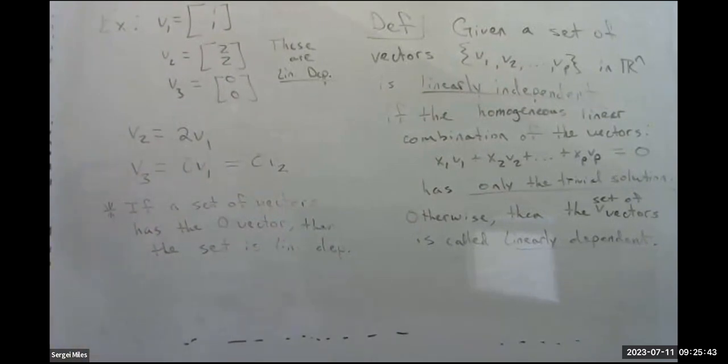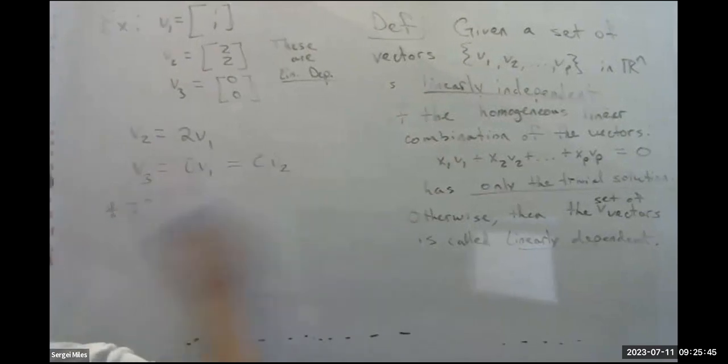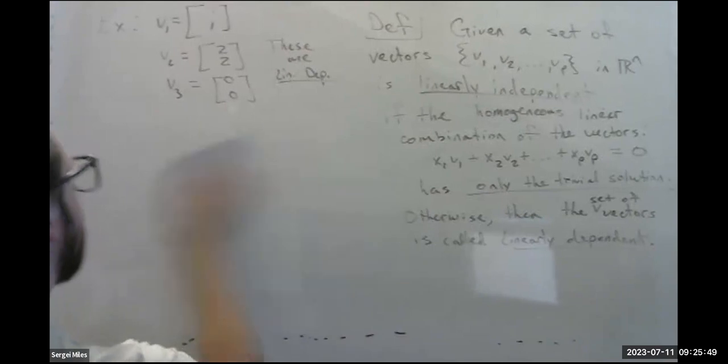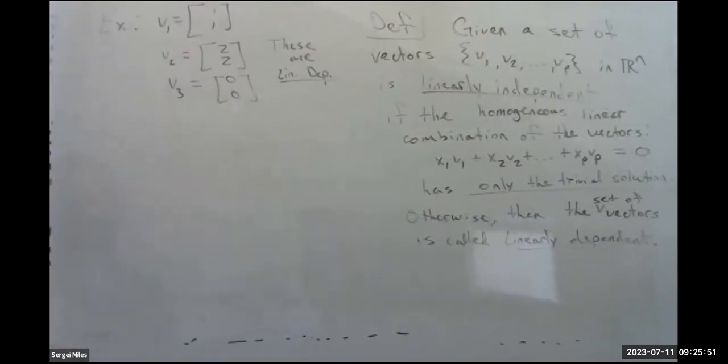But okay, let's suppose maybe you don't notice right off the bat that we have multiples here. How else could you solve this? You could put them in a matrix and row reduce, and you just want to check, hey, do I have a pivot in every column or not?